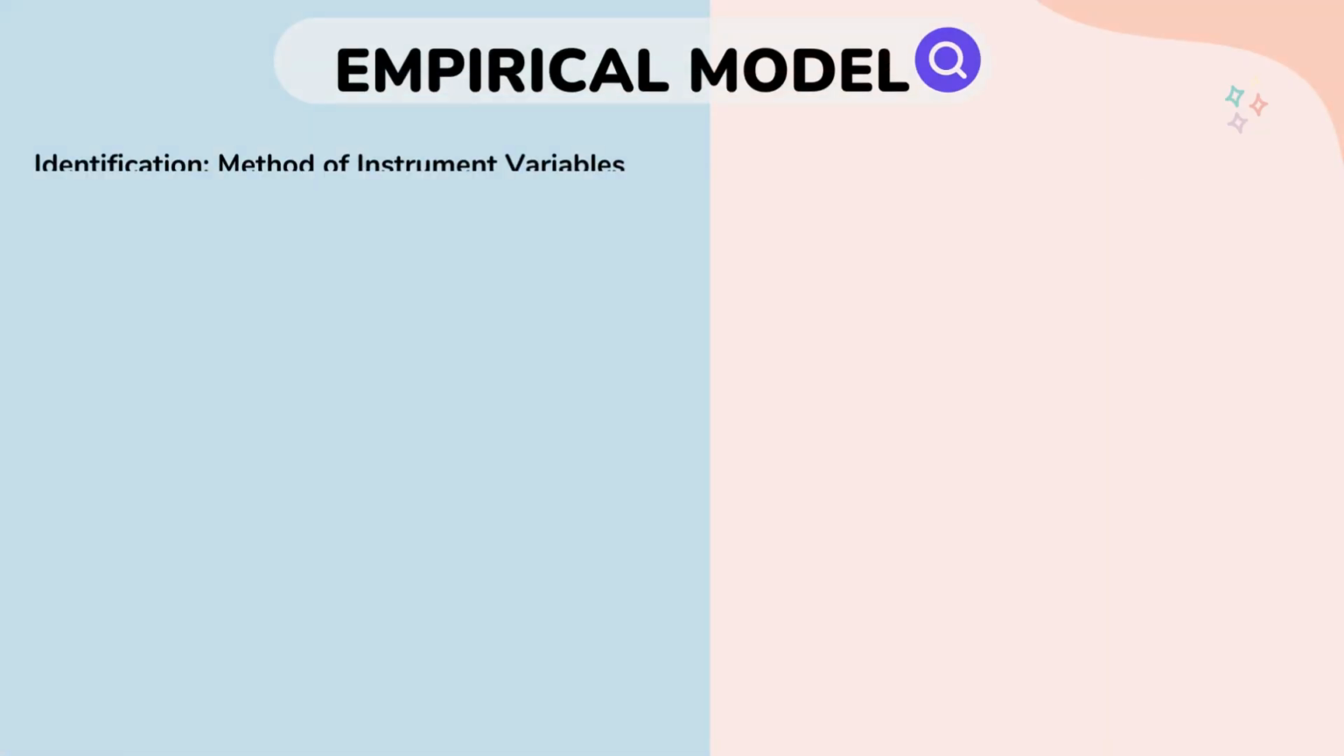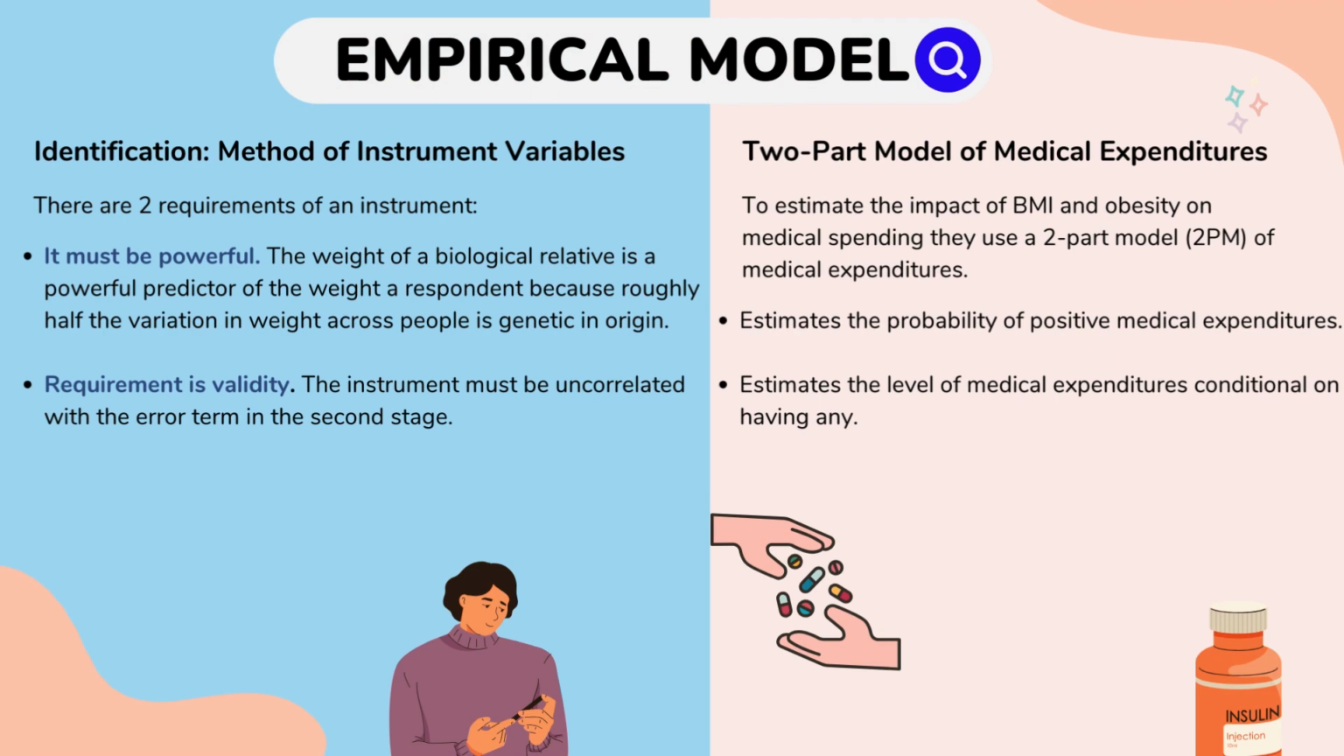Empirical model. So you can see the left hand side and right hand side, right? First of all, let me start with the left hand side, which is the identification method of the instrumental variable. Ideally, to measure the effect of obesity on medical care costs, we would conduct a randomized controlled trial in which a large number of people would be divided between a treatment group and a control group, after which the treatment group would be enrolled in enough extra weight to make them obese.